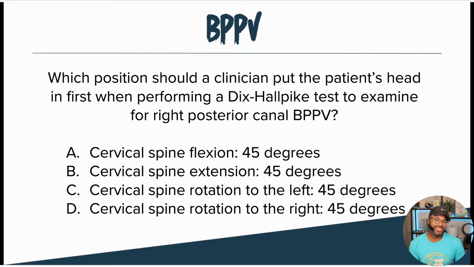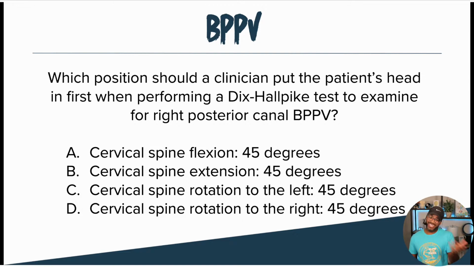Let's take a look at C. Cervical spine rotation to the left. I know I'm going to get a few of y'all. Better pay attention to the question. It says, put the patient's head in first when performing this Dix-Hallpike test to examine the right posterior canal BPPV. What does it say in the textbook? It doesn't say rotate it to the left. That's not going to test for the right posterior canal. I like the 45 degrees, but C is not the correct answer, y'all.